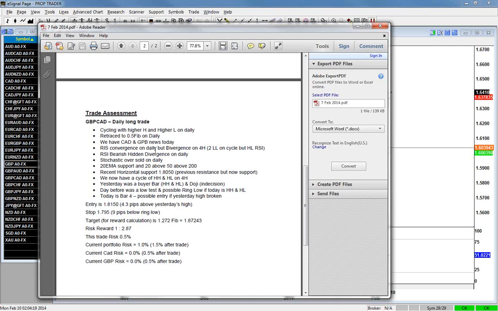We have pound CAD news today. RSI convergence on daily, but divergence on the 4 hour. Stochastic oversold on daily. 20 EMA support was horizontal support by a higher high and a higher low. Doji. Day was low test, low. Today is bar 4. Okay.